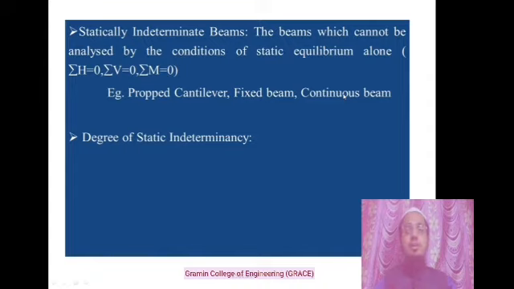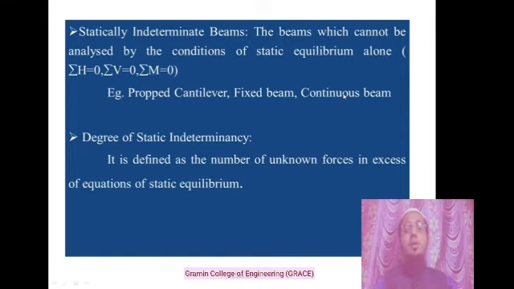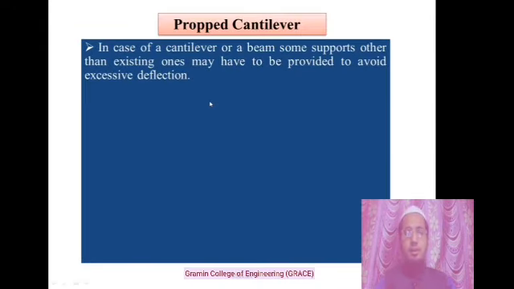We have just gone through the degree of indeterminacy. It can be defined as the number of unknown forces in excess of the equations of static equilibrium. We have seen single degree of indeterminacy for a propped cantilever beam. How? The number of forces is 3 and the number of equations is 2. 3 minus 2 is 1, and 1 will be the degree of static indeterminacy for the propped cantilever. So likewise you can define it.